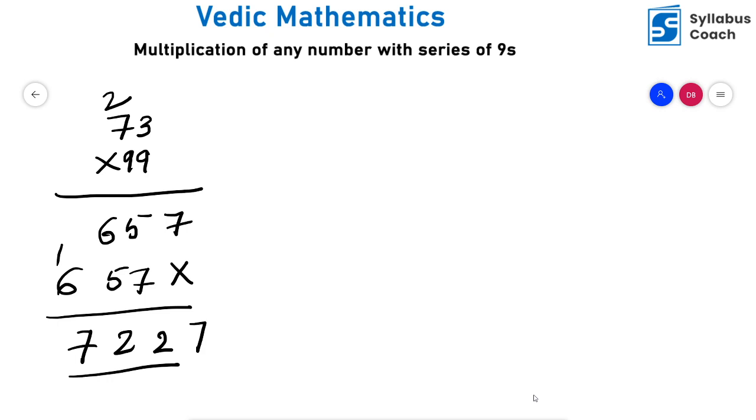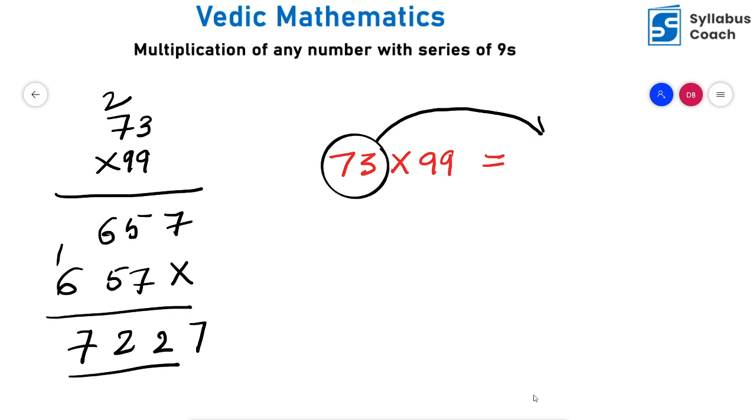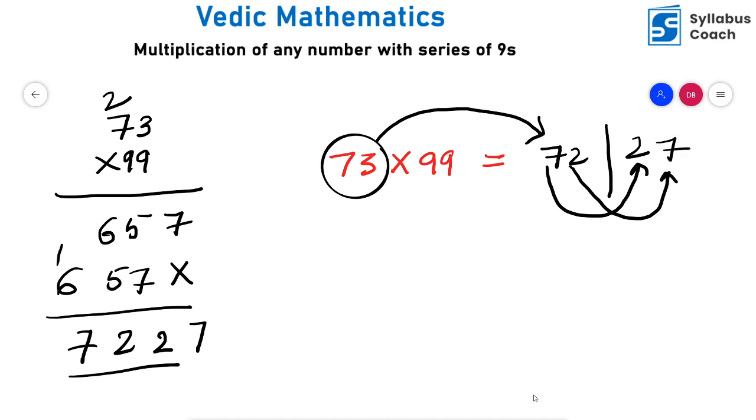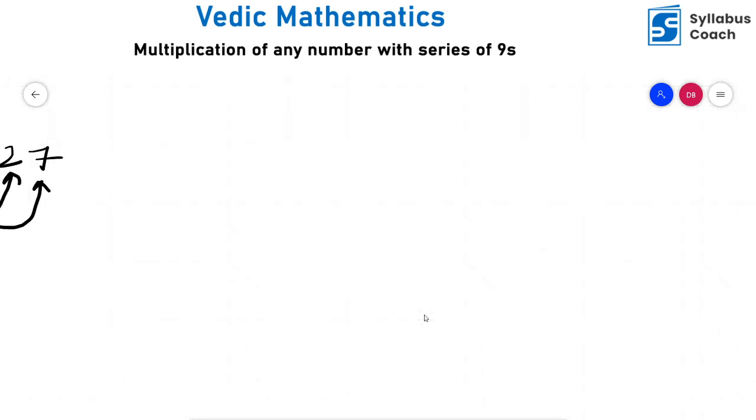Let's use the technique now so that you'll solve it in less than 3 to 4 seconds. So 73 into 99 is the question. What is the first step, students? The first step is identifying the number which is being multiplied by series of nines. So 73 minus 1 is nothing but 72, isn't it? Now, what is 9 minus 7, students? It is 2. What is 9 minus 2? It is 7. Simple. So therefore, the answer for this question is 7227. Clear? Let's take more examples so that all of you will be comfortable with this particular technique.